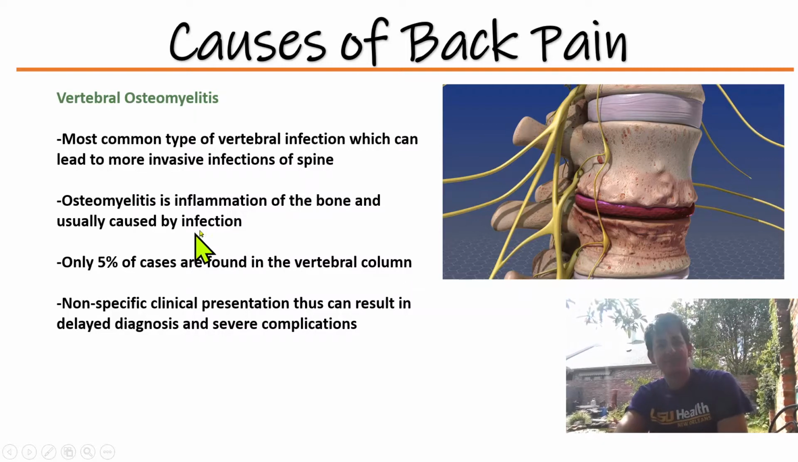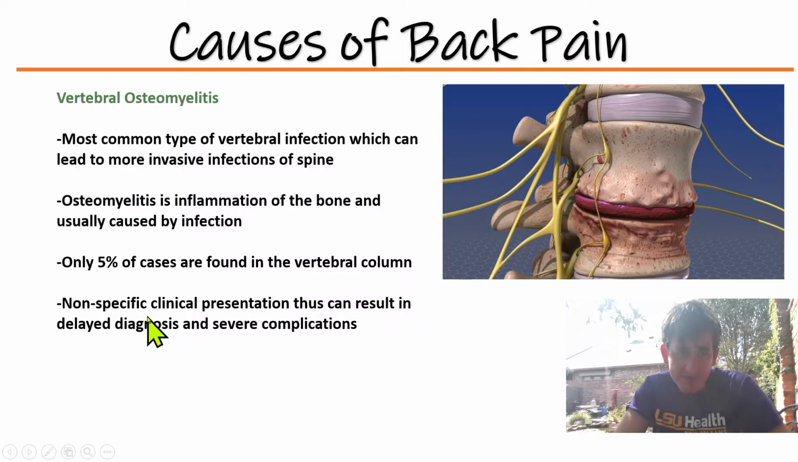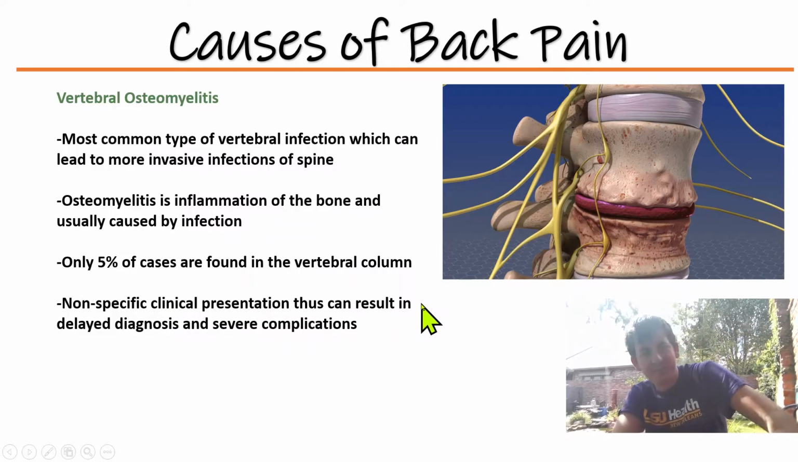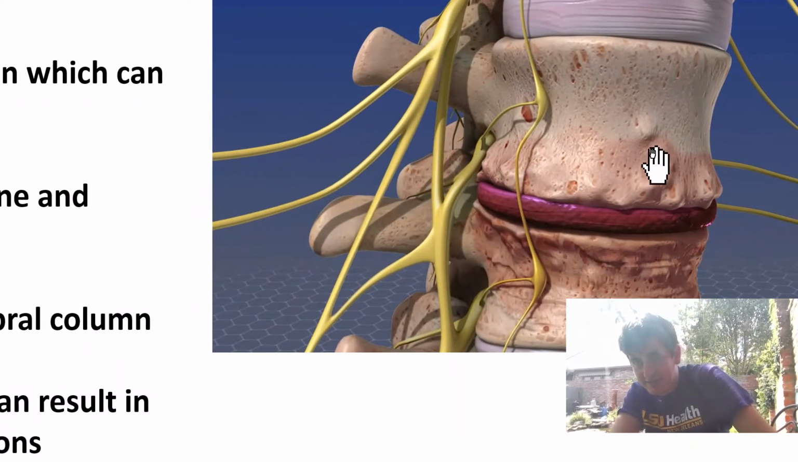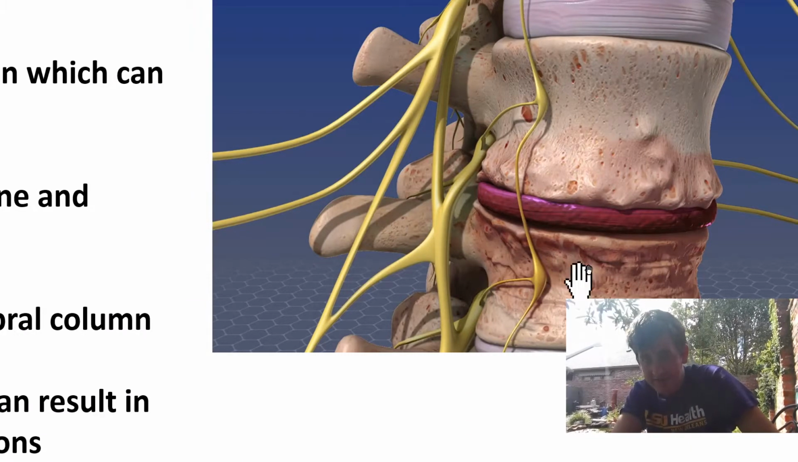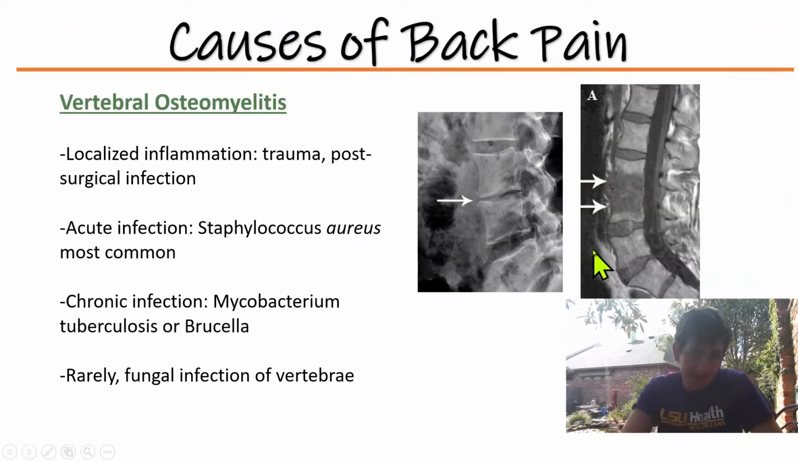So osteomyelitis is inflammation of the bone, usually caused by infection, and non-specific clinical presentation can result in delayed diagnosis and severe complications. You can see these vertebral bodies are inflamed. They don't look healthy. They look kind of mad. So that's what we are going to be discussing.